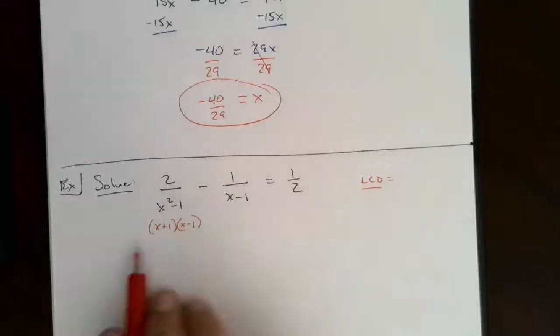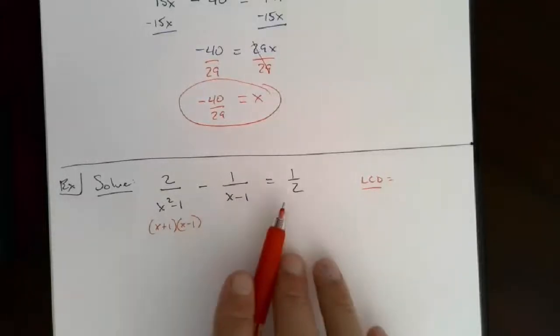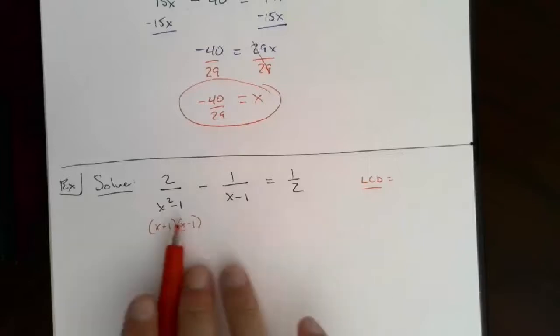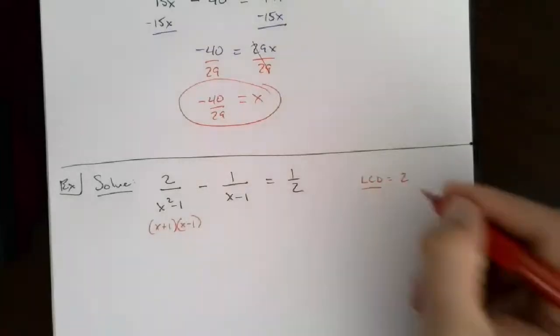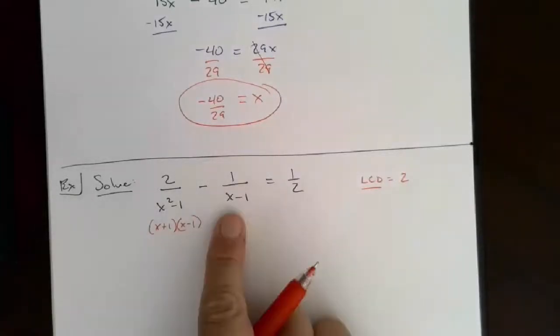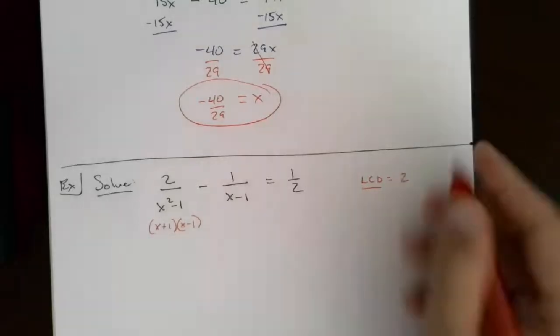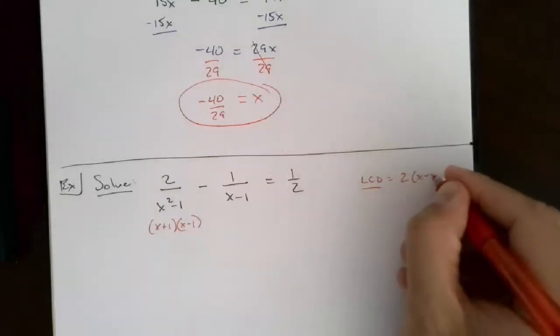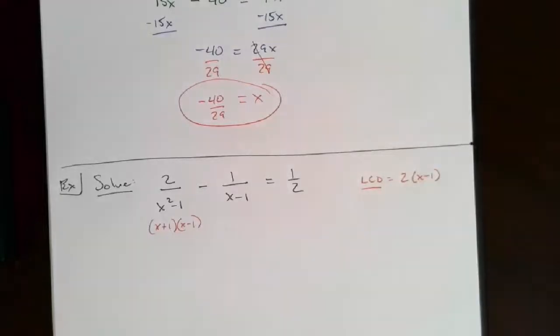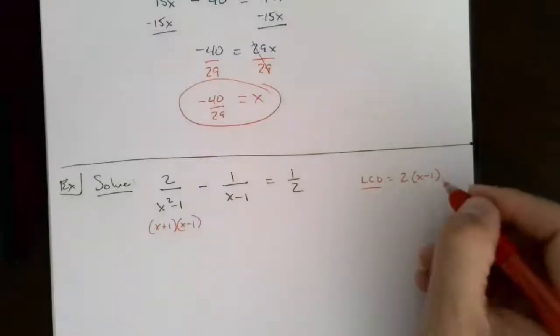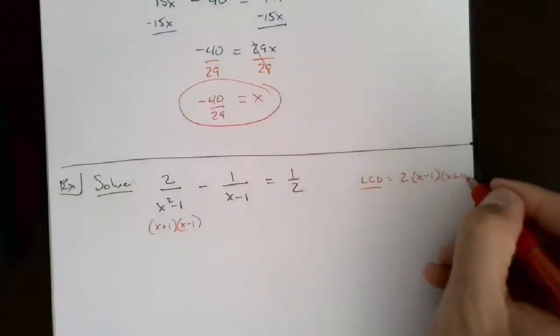So looking at this, we've got a factor of 2. These don't have any other coefficients, so we definitely need 2. Here we have a factor of x minus 1. Here we also have x minus 1. So that'll stay as a factor of x minus 1 to the first power, because remember you want the highest power that you see, and we see the highest power is the first power. And we also have a factor of x plus 1. So it's really going to be 2 times x minus 1 times x plus 1.